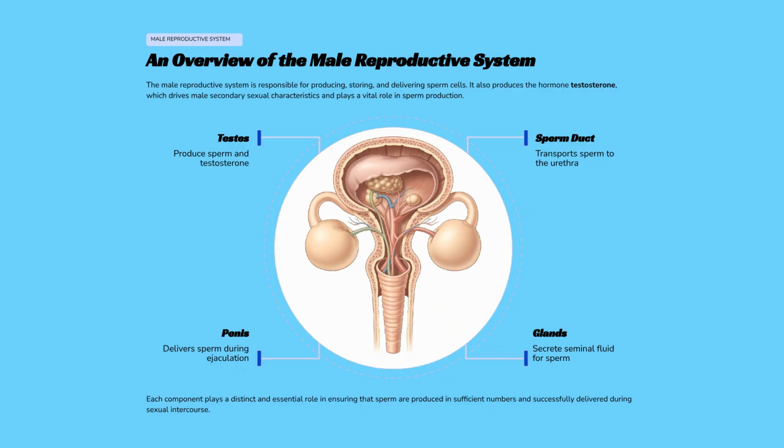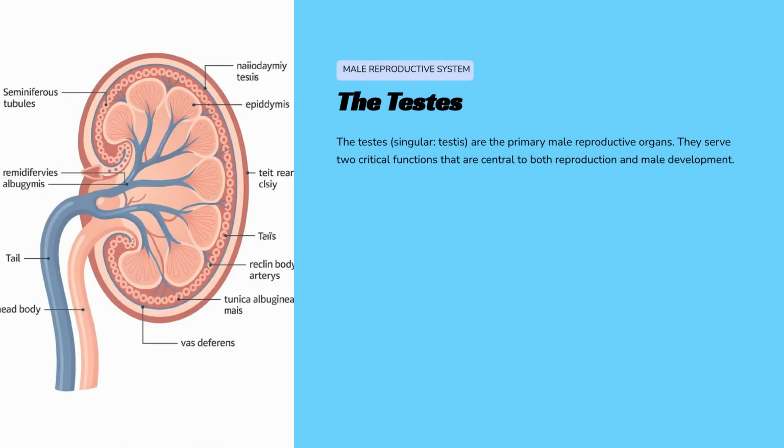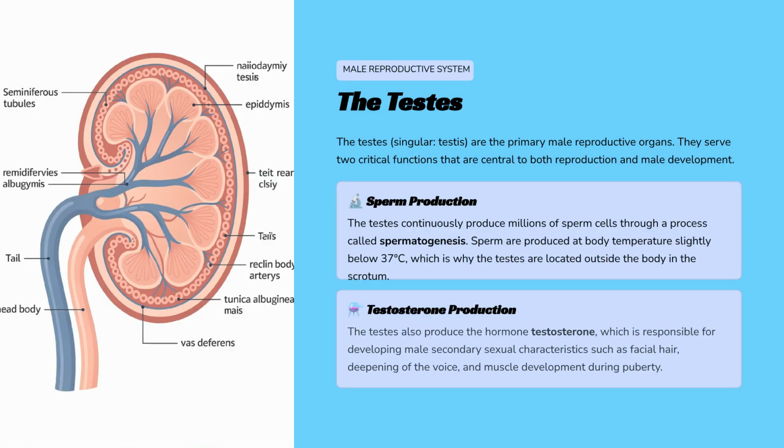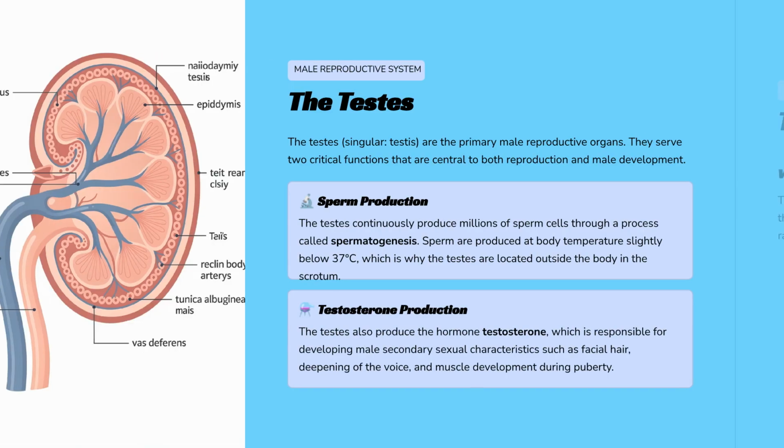The male reproductive system is designed to produce, store, and deliver sperm. Key components include the testes, sperm duct, glands for semen production, and the penis, all working together to ensure successful delivery of genetic material. The testes are the primary male organs. They perform two key roles: producing millions of sperm cells through spermatogenesis, and secreting the hormone testosterone, which drives male development and secondary sexual characteristics.